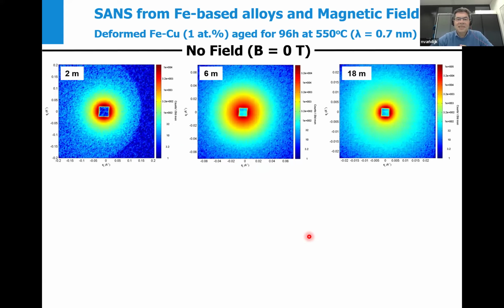So the first step is to illustrate what is now the effect of the magnetic field. Here we have an alloy which is 99% iron and 1% copper. Copper and iron don't want to mix, so you get precipitation of nearly pure copper within an iron matrix. If we age the system for a long time at 550 degrees Celsius, then we can get a lot of scattering from copper precipitates in iron.